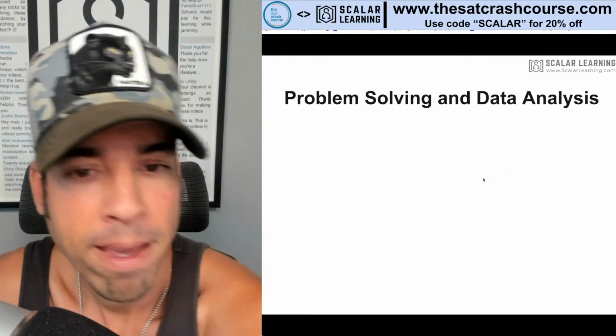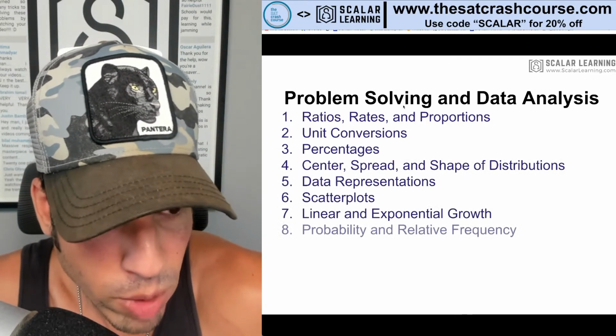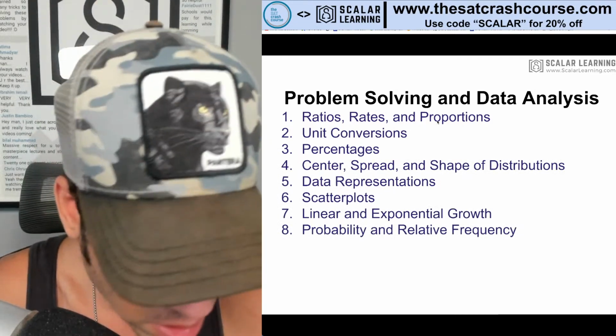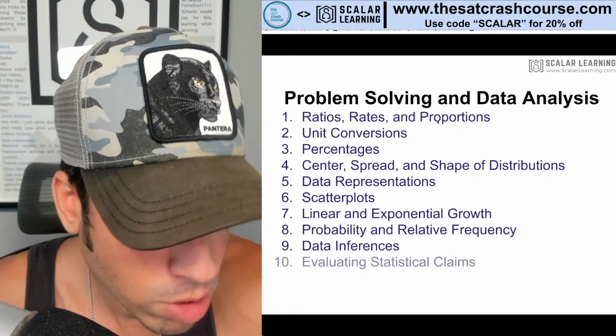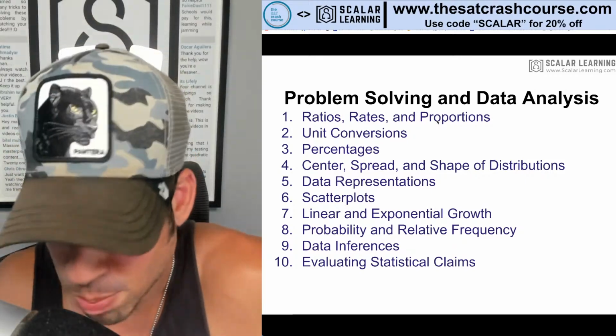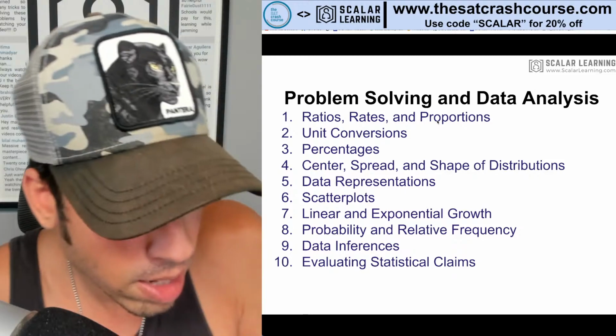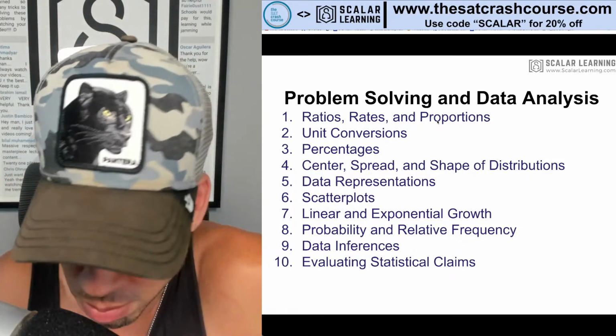Here we go. Problem solving and data analysis, a big category. Ratios, rates, and proportions is typically the biggest of these different subcategories, but here they are broken down, and we're going to step through all 10 as quickly as possible. I may not be able to jump through every topic in detail, but I'm going to highlight the very important bits and pieces. Here we go.